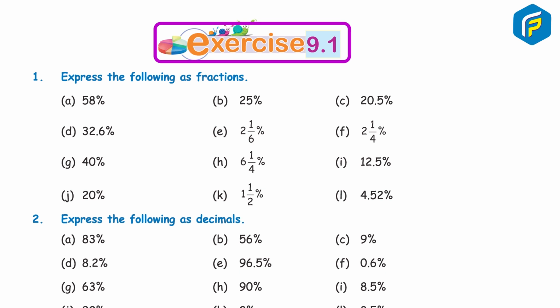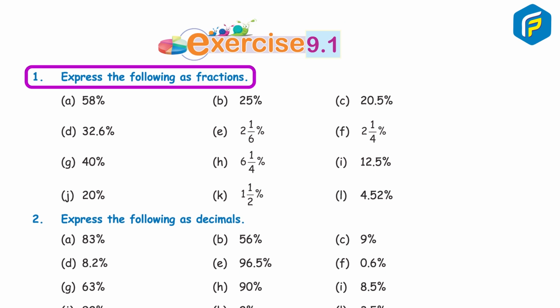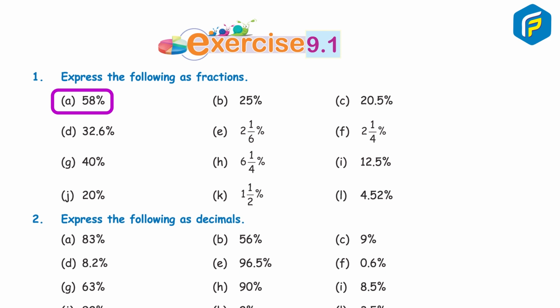Exercise 9.1. Question 1. Express the following as fractions: A 58%, 29 upon 50, B 25%, answer 1 upon 4, C 20.5%, 41 upon 200, D 32.6%, 163 upon 500, E 21 upon 6%, F 21 upon 4%, G 40%, 2 upon 5, H 61 upon 4%, I 12.5%, 1 upon 8, J 20%, 1 upon 5, K 1 upon 2%, L 4.52%, 113 upon 2500.